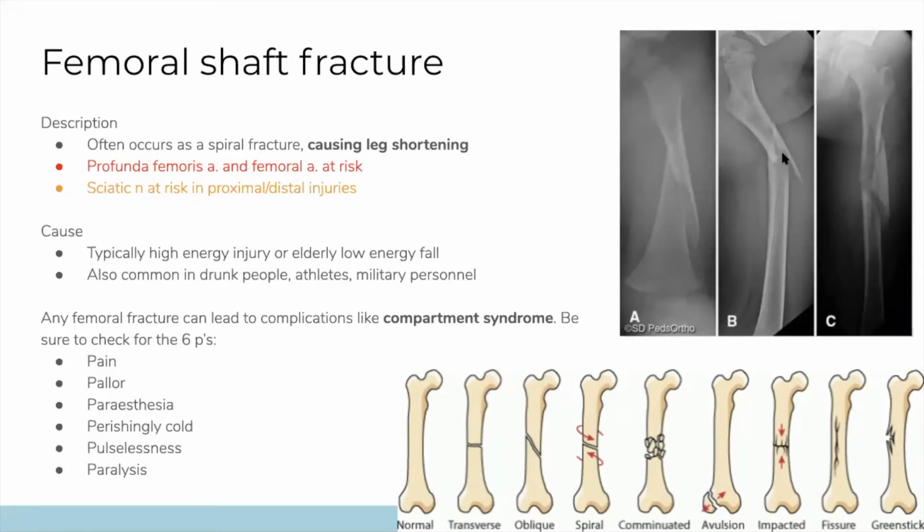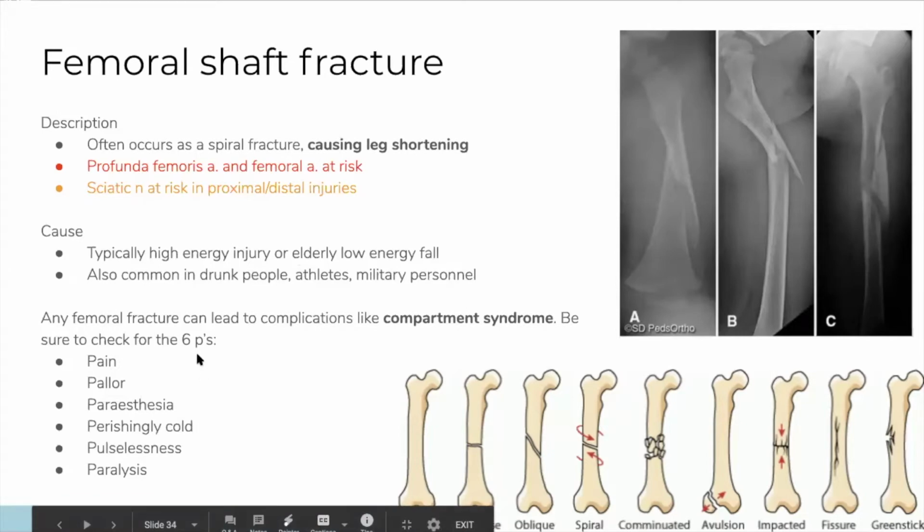And also the sciatic nerve, which is the huge nerve coming down the posterior leg, can also get injured when the shaft is fractured, especially in proximal and distal injuries, because I guess that's when it comes into closest contact. Again, this happens a lot in elderly low energy falls or also high energy injuries, MVAs, motor vehicle accidents, all of that. Another issue that can happen with it is compartment syndrome, but we will get onto that later. So yeah, femoral shaft fracture.